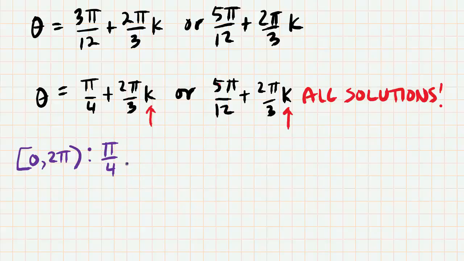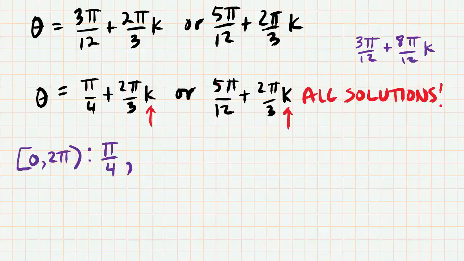To add 2 pi over 3 to that, it might be helpful to get a common denominator. Let's see, where can I squeeze that in? Well, maybe I'll just put it right over here. So we have 3 pi over 12. That's the pi over 4. And then 2 pi over 3, if I multiply top and bottom by 4, we'll get 8 pi over 12. And that k is still there.